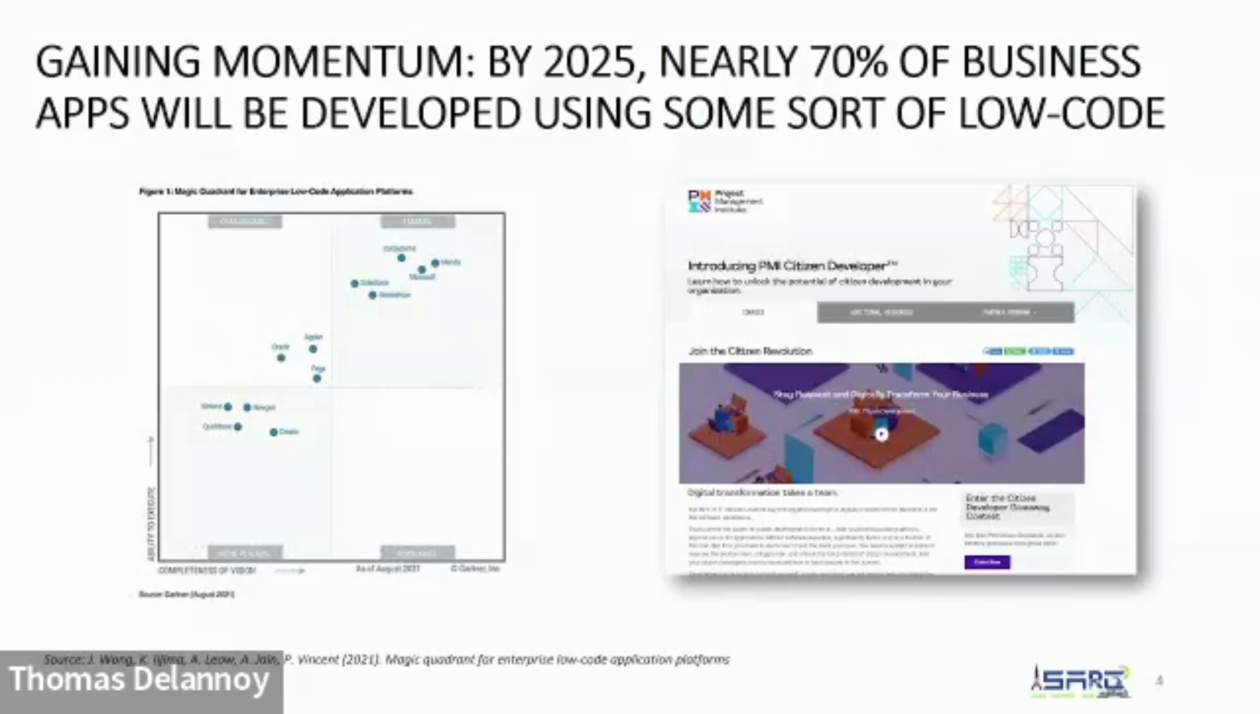There are some very bold marketing statements that say, for example, that by 2025, nearly 70% of applications will be done using some sort of low-code. I'm not sure if that prediction will materialize, but the bottom line is that low-code will become a relatively important technology to support digitalization in different businesses and industries, including the construction industry.